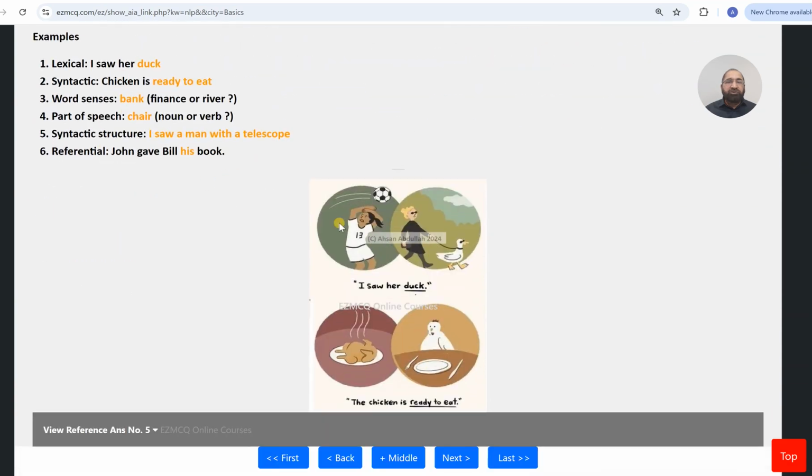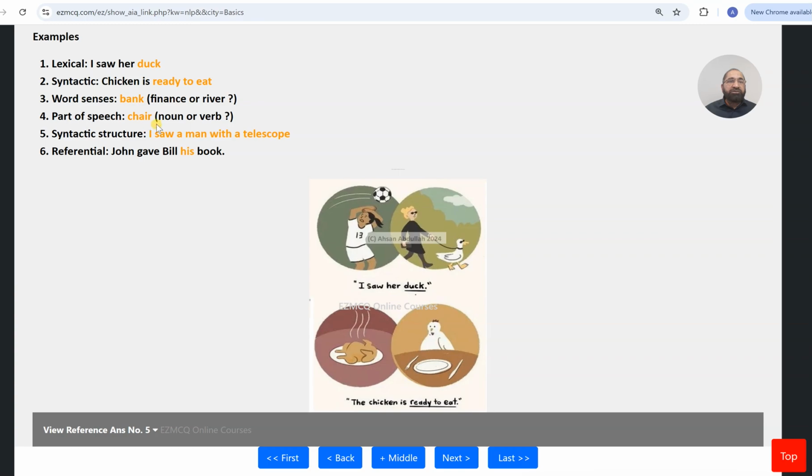So lexical: I saw her duck. I saw her duck means I saw her ducking from the ball, or I saw her walking with the duck, right? Chicken is ready to eat. So this is inside the statement. Over here, the word had different meanings, but it is in the sentence. The chicken is ready to eat. So this chicken is ready to eat, or the chicken has been cooked and is ready to eat.